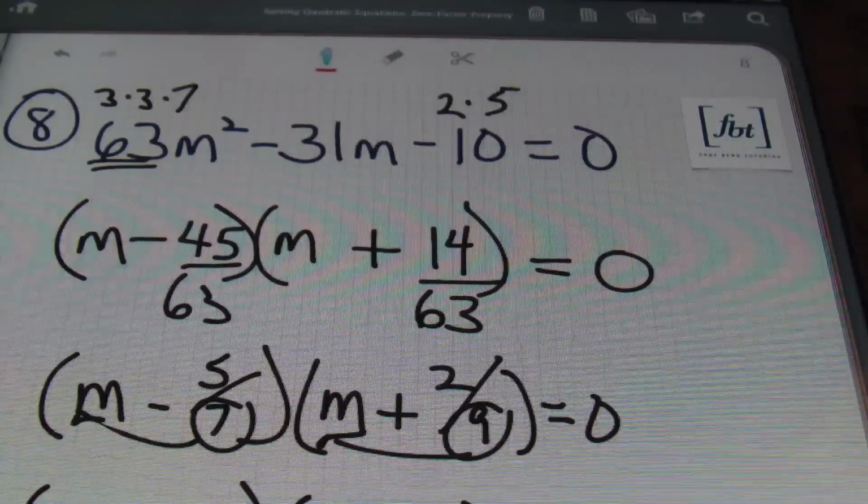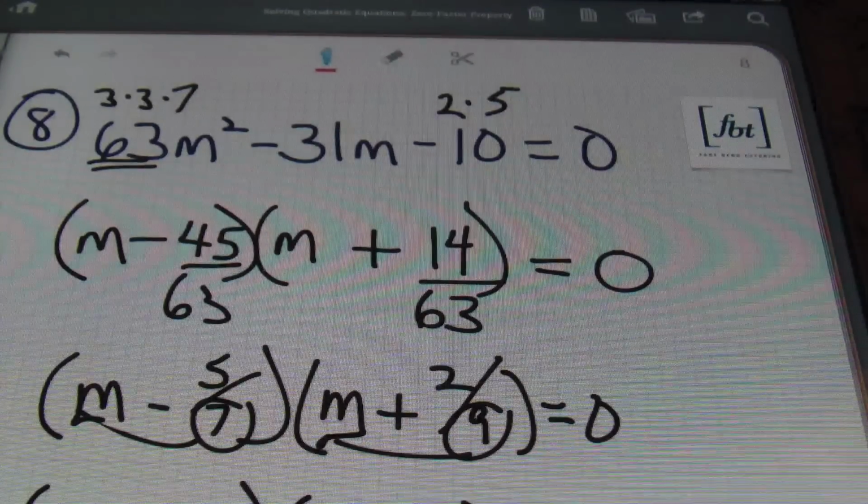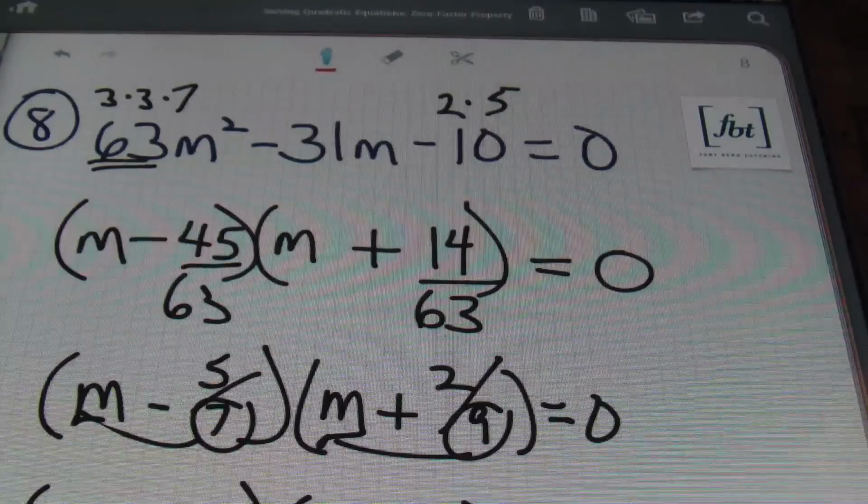All right, ladies and gentlemen, that does it for this lesson of solving quadratic equations using the zero factor property. We kicked out 8 examples for you.